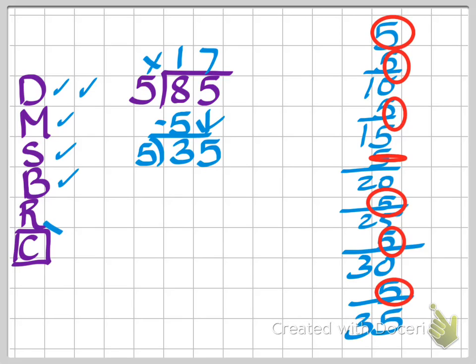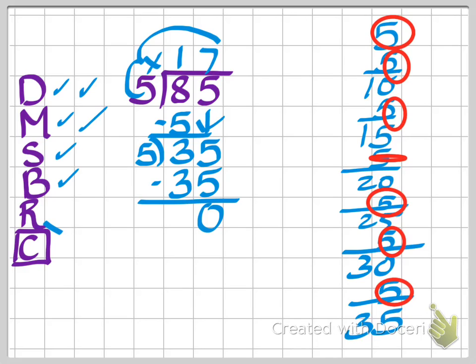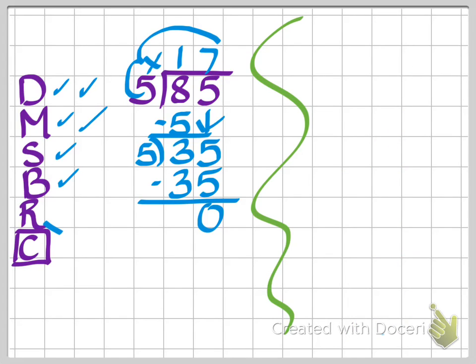Now we have to multiply. We're going to say 7 times 5, which is again 35. Now we have to subtract. 35 take away 35 is 0. There aren't any other numbers right here, there's nothing else there, so we don't have to repeat. And this is a 0, so there's not a remainder. There's nothing left over. So all we have to do now is check our work, which is as easy as pie.